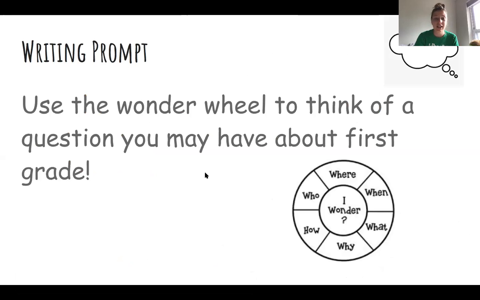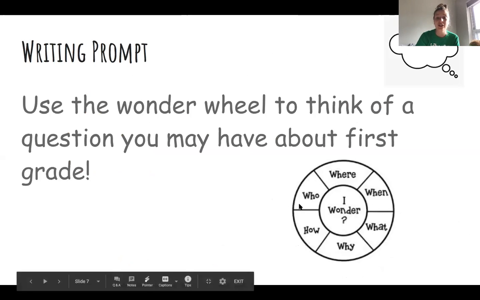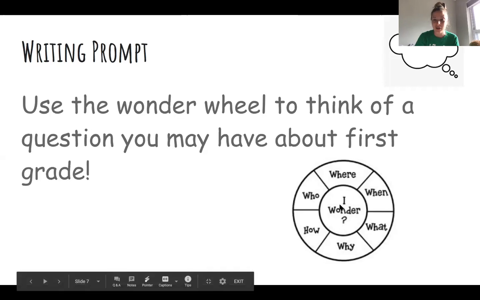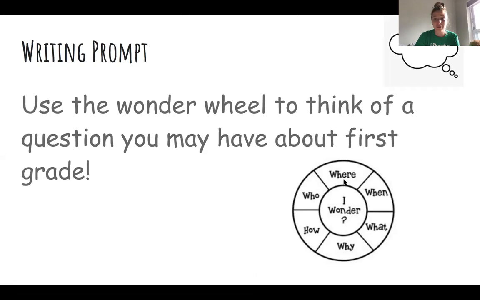All right, so your job today, your writing prompt, is to use the Wonder Wheel to think of a question that you have about first grade. So you will start your writing by saying, I wonder, and then use one of these question stems to come up with the question that you have for the first grade teachers, and we'll share it with them. So let me read them to you. Where, when, what, why, how, and who. Hopefully you can read all of these already because they are sight words. So bonus points if you do know how to read all of these. So pick one and come up with a question. What's your question that you have about first grade?